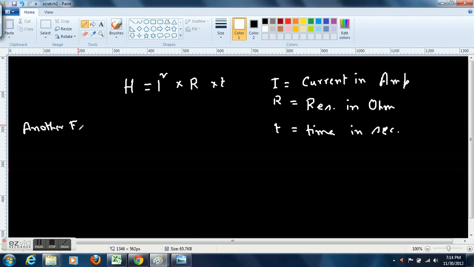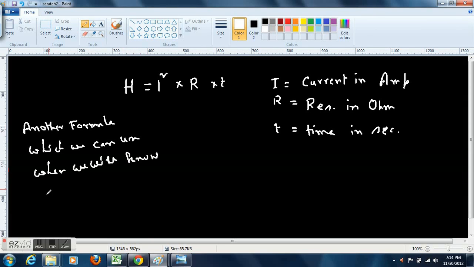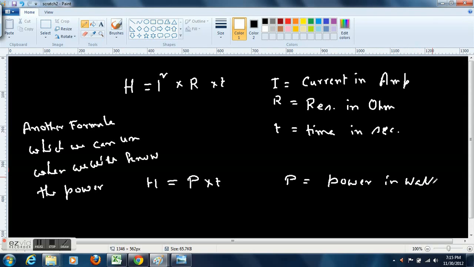There is another formula which we need to use when we do not have the value of I or resistance. But if we know the power of the electric equipment, like for example an electric heater, then we can use another formula to calculate the heat produced, and that formula is H equal to P into T, where P equal to power in watts and T equal to time in seconds.